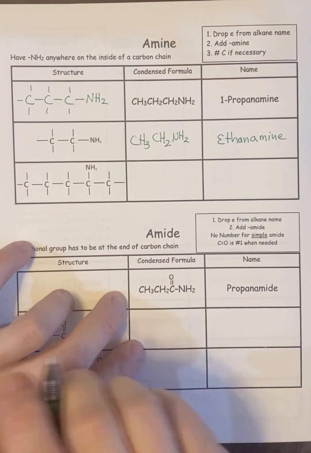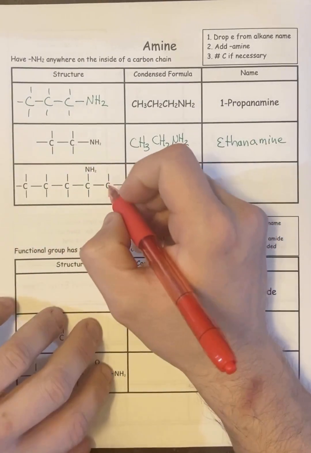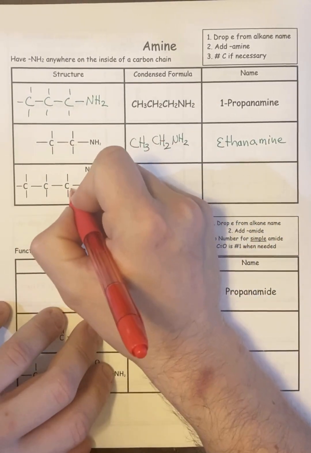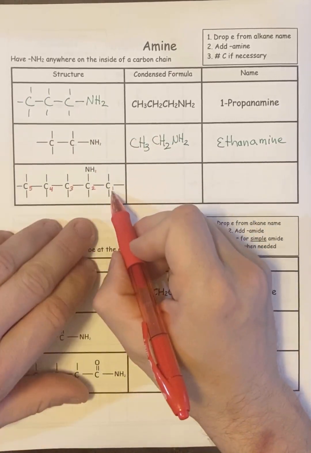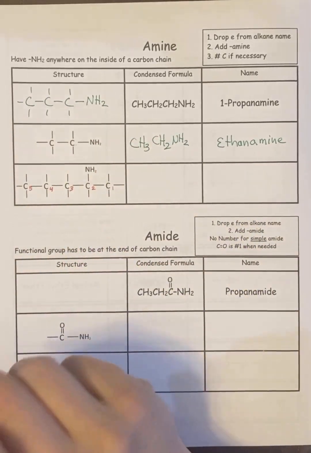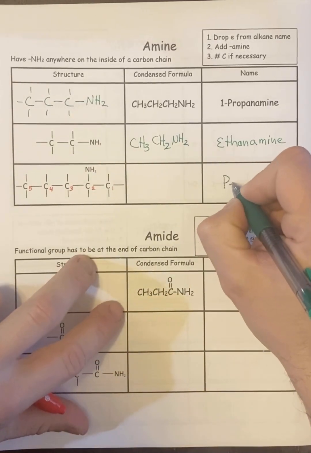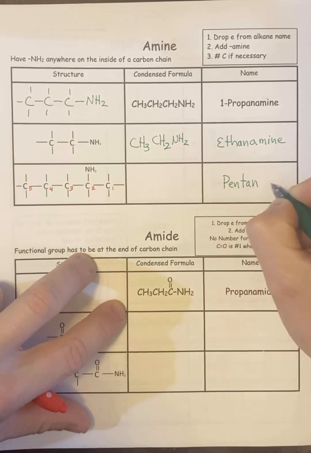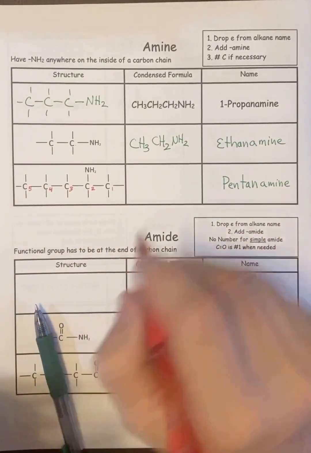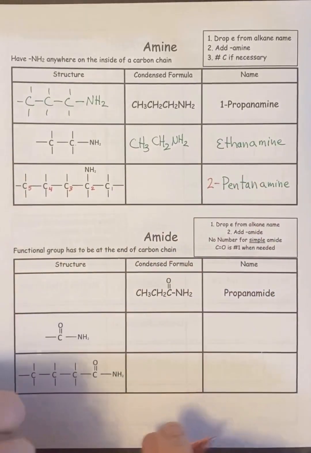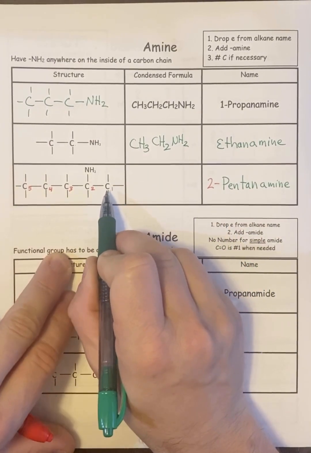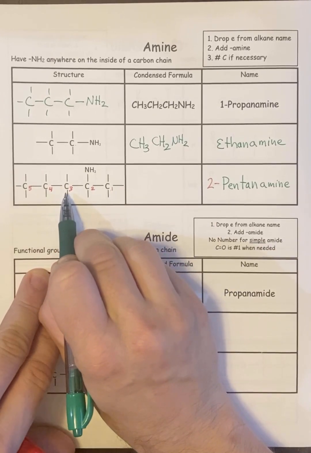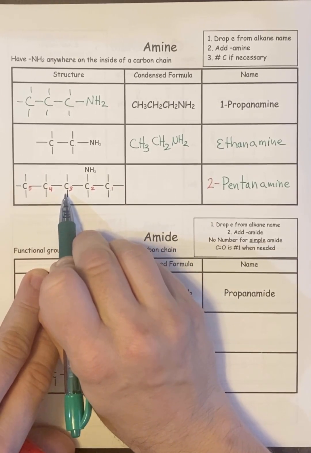Okay, for this next one, now I need a number because it's very large and there's going to be more than one version. So 5 in a row would be pentane. Drop the E, add amine. And since this is on carbon 2, it's 2-pentanamine. But the NH2 could be on carbon 1, in which case it would be 1-pentanamine. It could be on carbon 3, making it 3-pentanamine.